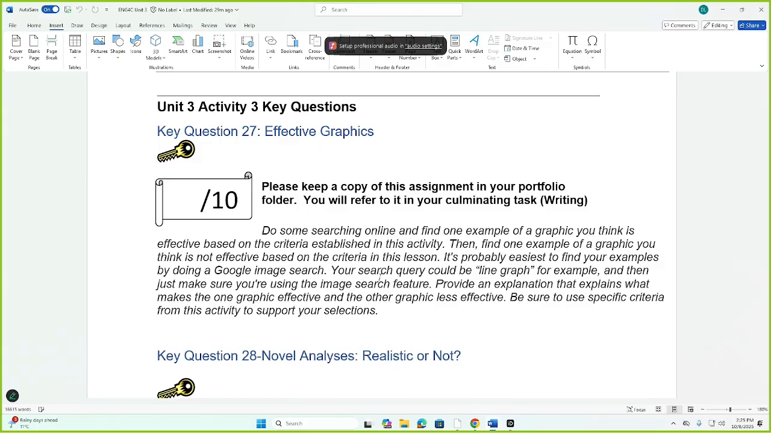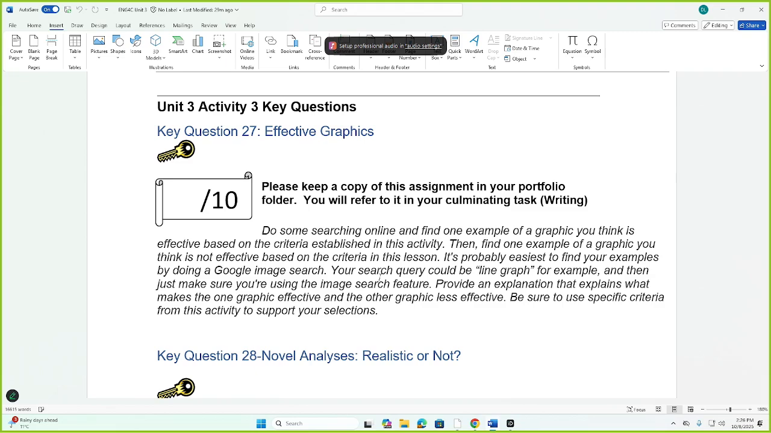Once again, please keep this assignment in your portfolio folder. You will refer to it in your culminating task under writing. Do some searching online and find an example of graphic you think is effective based on the criteria established in this activity.